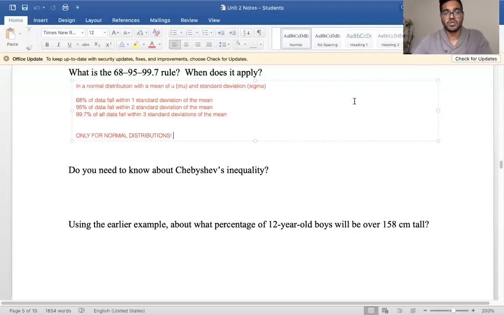Yeah, so if we don't have a normal distribution, we can't use these rules. This is only for normal distributions. So when we get further on and talk about sampling techniques, we really want to focus on: is this going to be a normal distribution or not? Is our sample going to be normal, okay?